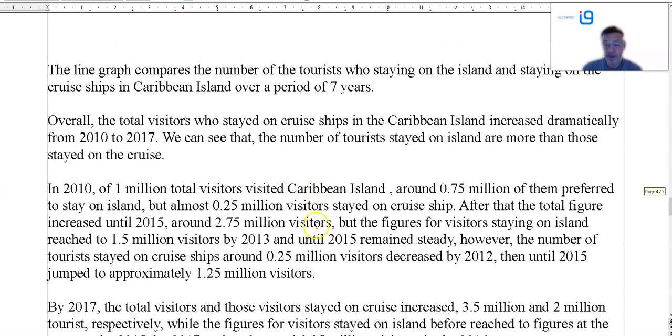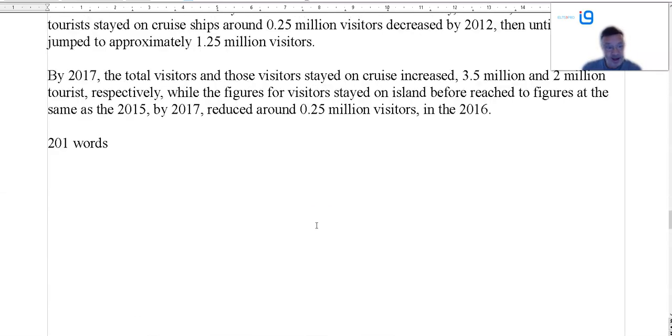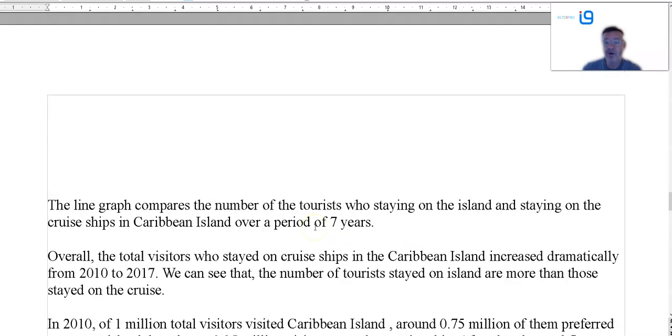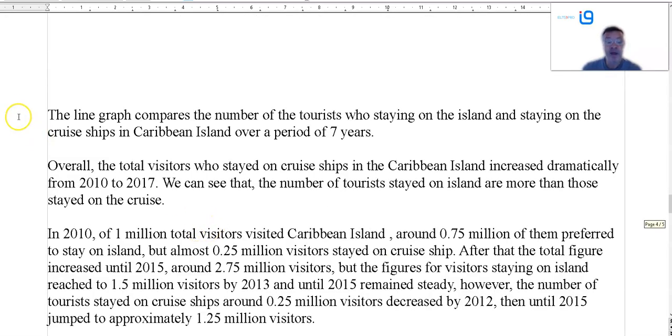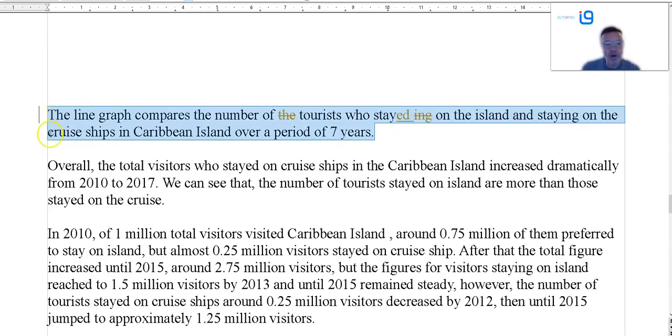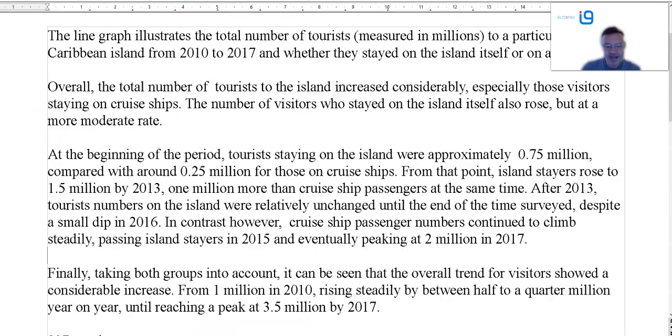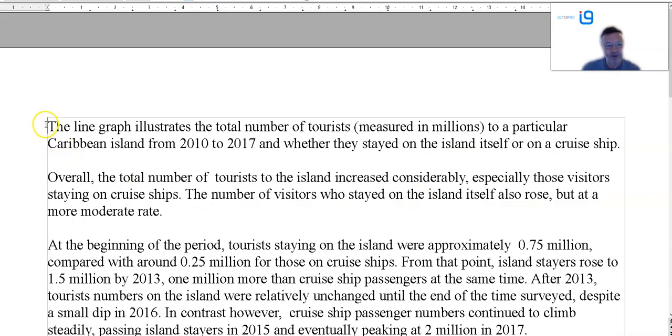See if this one's better now. I think, yeah, I took a look at this one before. This one is definitely better. "A line graph compares the number of tourists." Right, we don't need that. Number of tourists who stayed on the island. So it's a particular island. So the line graph compares the number of tourists who stayed on a particular Caribbean island or cruise ships, period of 7 years, etc. So that's better, but it's still not as comprehensive as mine.